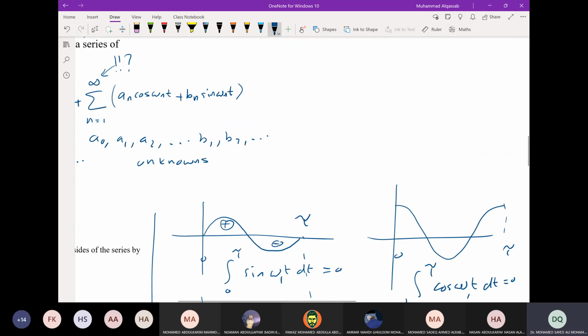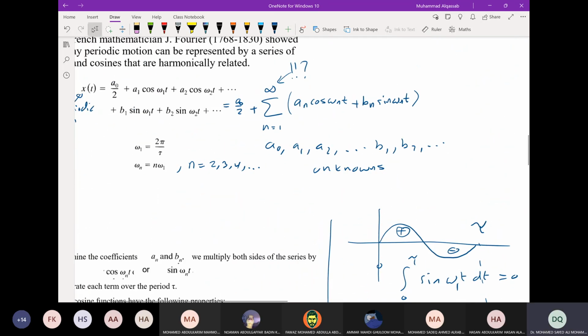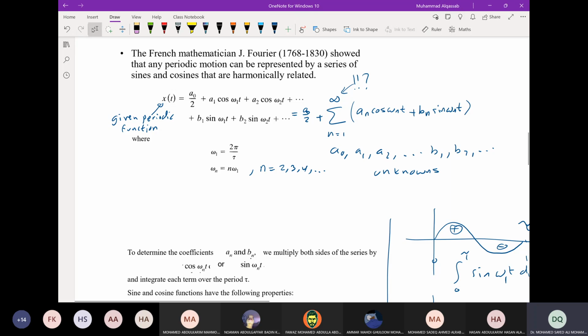So one way, if you integrate both sides of the series from 0 to tau, then all terms that contain sine and cosine will be 0, and this way you can find a0.